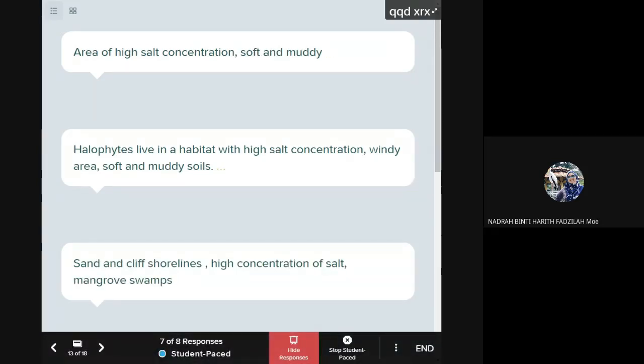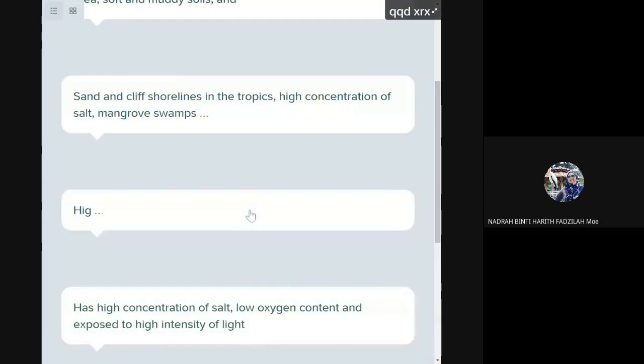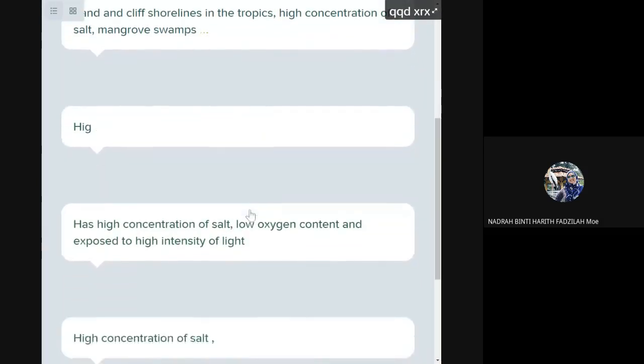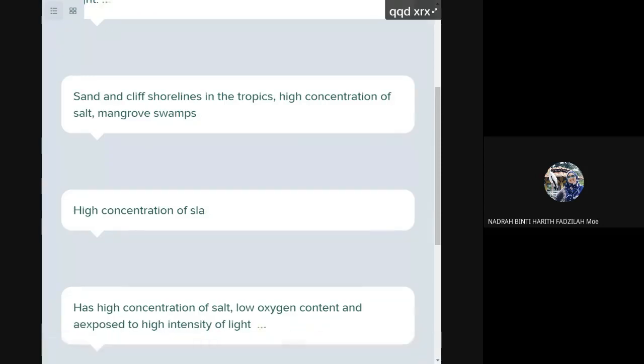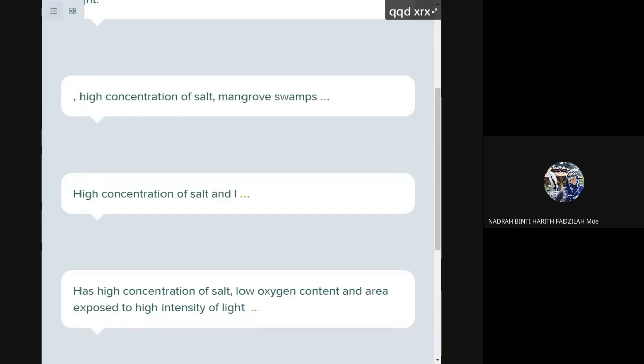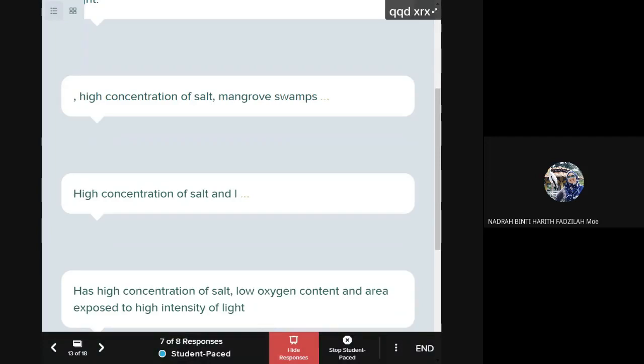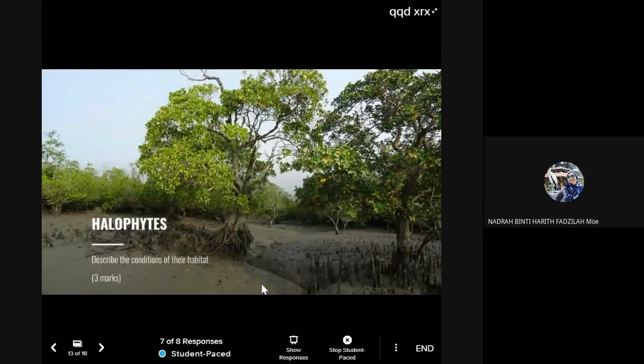Okay, good. Yes, windy area, betul. Soft muddy soil, betul. Sandy tu kita KIV dulu, sebab bila kita cakap pasal paya bakau, kita tak cakap pasal sandy, kita cakap pasal muddy soil. Kalau kita tengok gambar tu, bukan gambar pasir kan, gambar tu berlumpur kan.